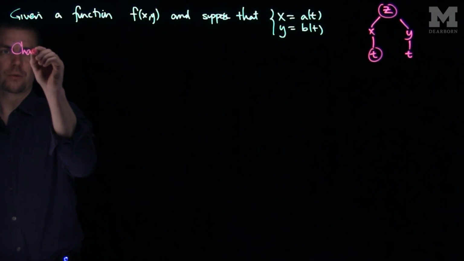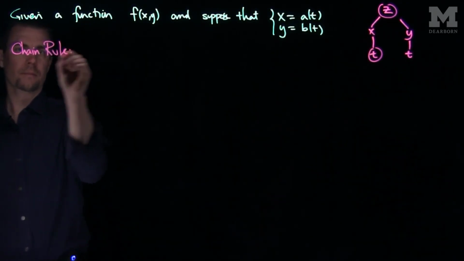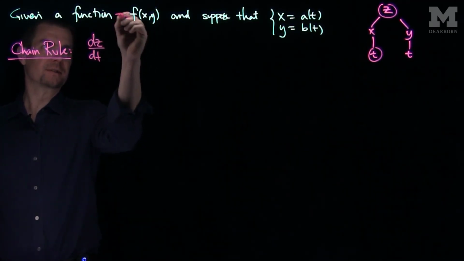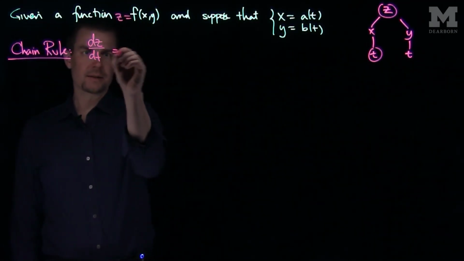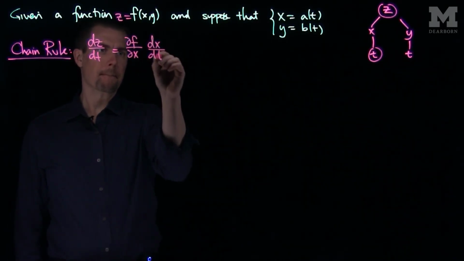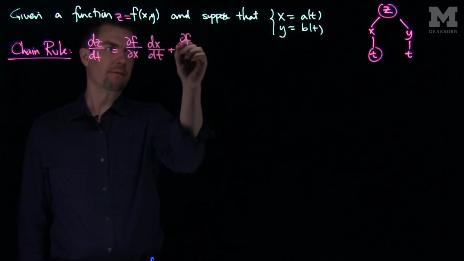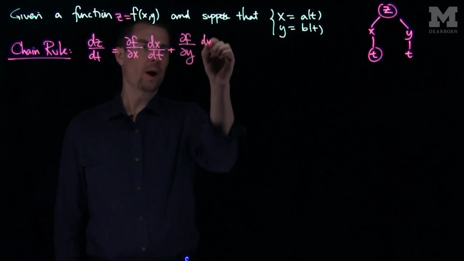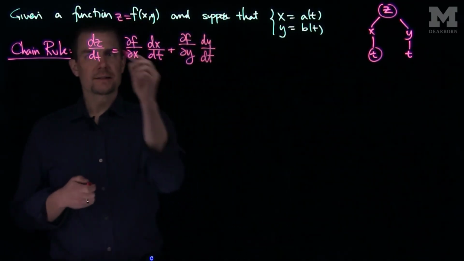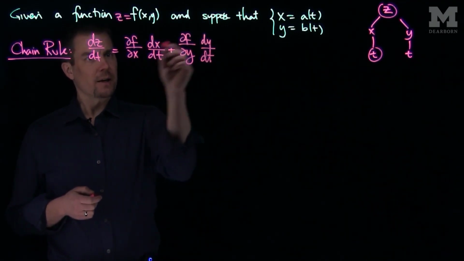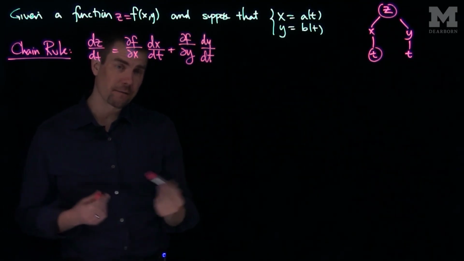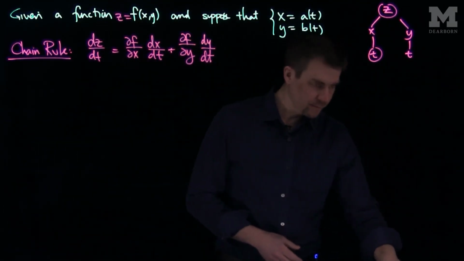So the first form of the chain rule states that dz dt, if z equals f of x y, is partial f partial x dx dt plus partial f partial y dy dt. So we see over here that if I think about canceling out these dx's and canceling out these dy's, I'll have df dt, so it has the exact right form. So let's see an example of this.